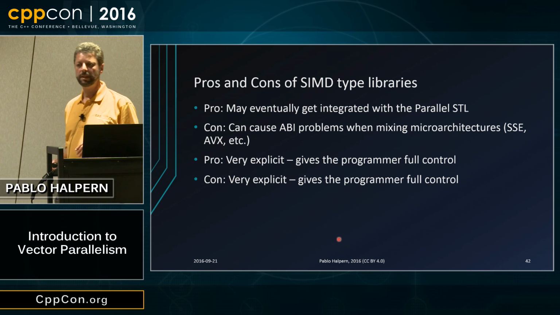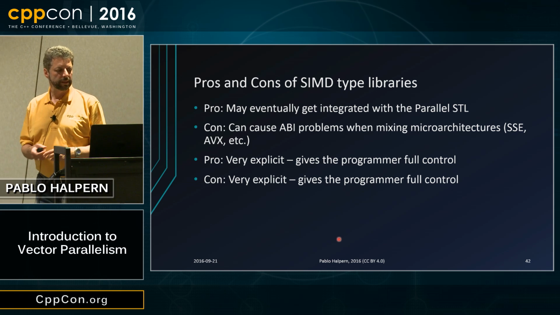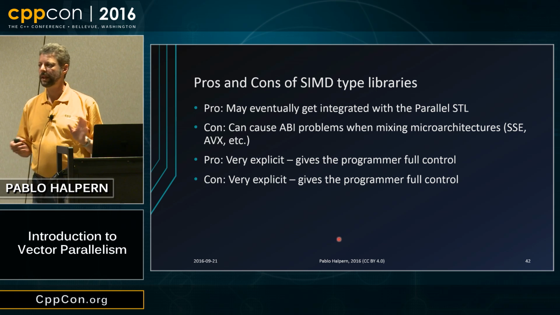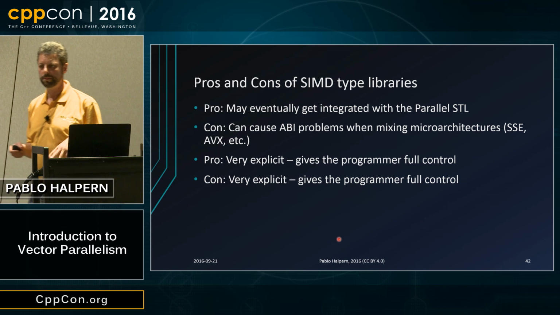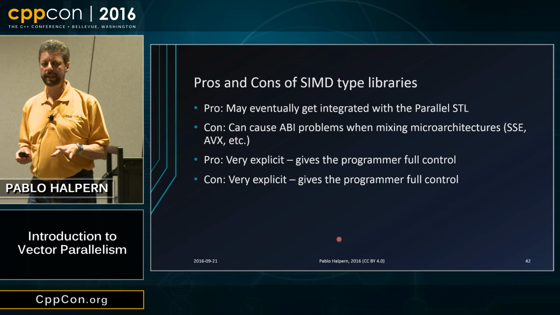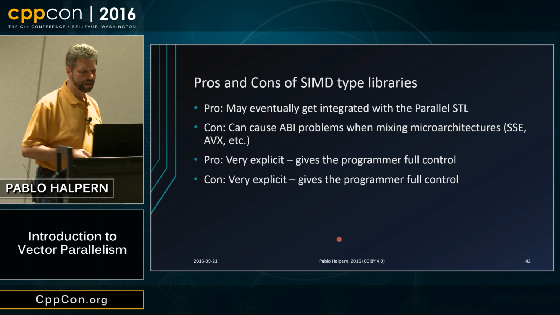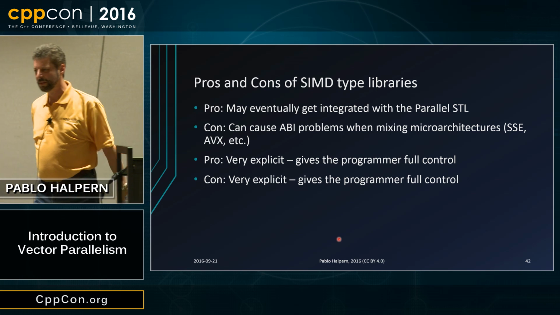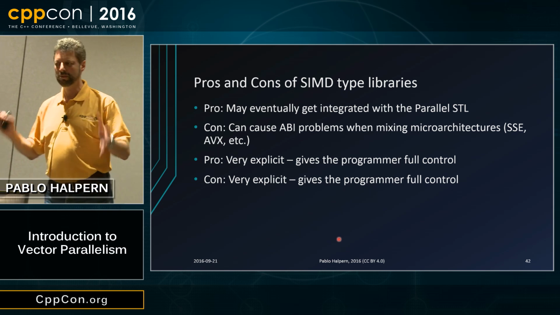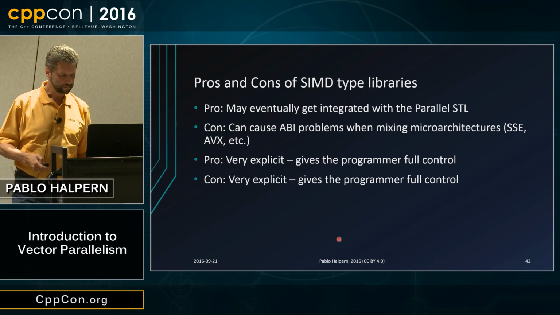Pros and cons of the SIMD libraries. Well, eventually they might be integrated with the parallel STL. Cons, you can have ABI problems if you're using different architectures. There's work we have done with the proposal so that you're likely, but not guaranteed, to get a link time error if you do this mixing. One of the big advantages is that it's very explicit, you have total control. That's also a disadvantage: too much control, too much rope to hang yourself with, too much work to get the job done.